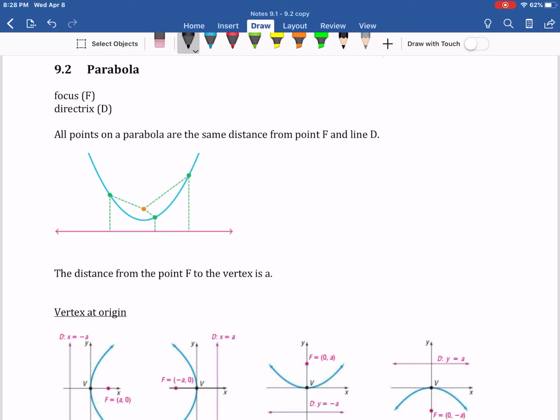So this section 9.2 is focusing all on the parabola, right? So we've talked about circles already. We've dealt with circles here and there in other classes, especially geometry. So we're not going to focus any of our attention this semester on the circle. We're going to jump to the parabola.